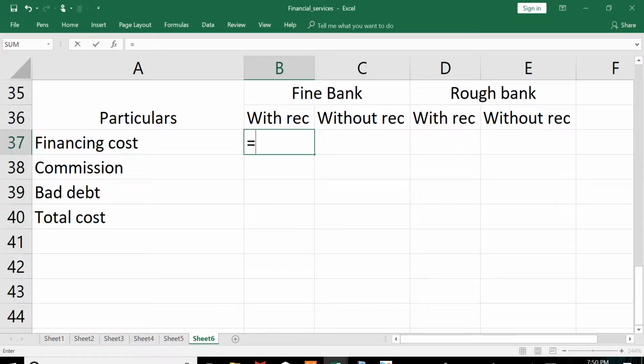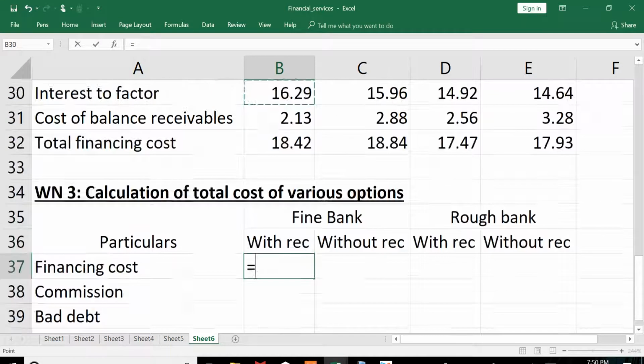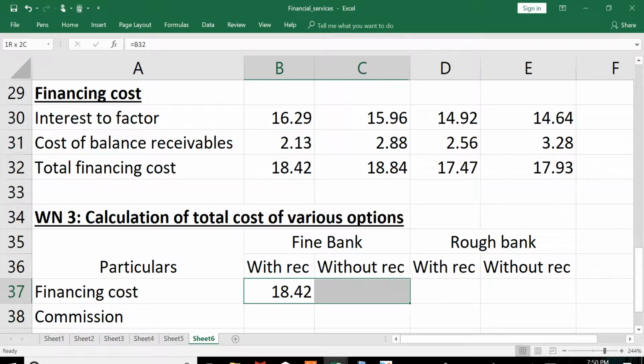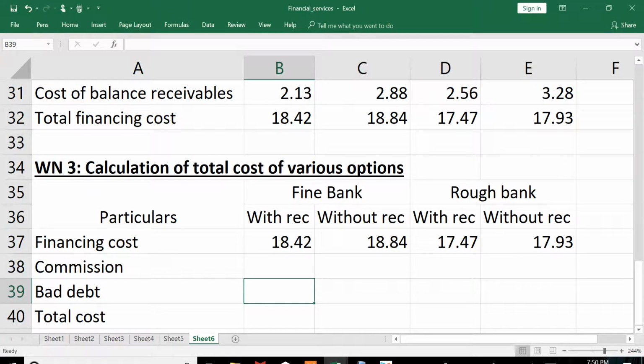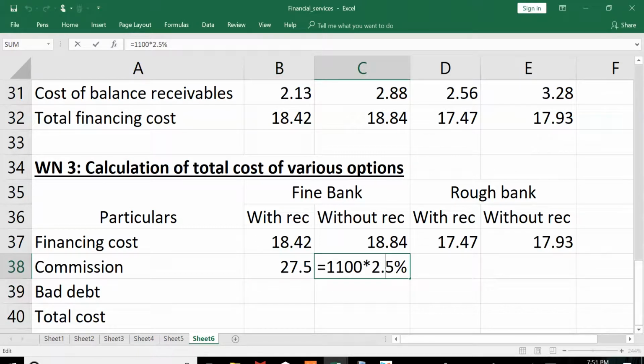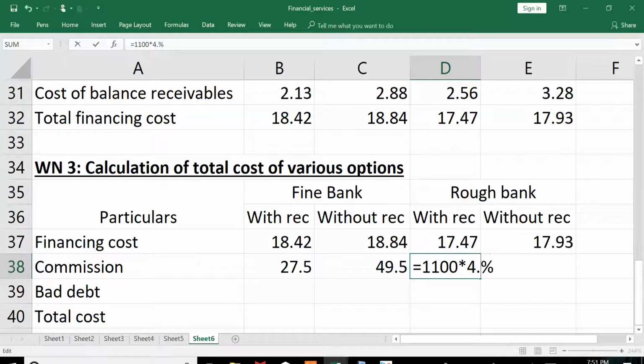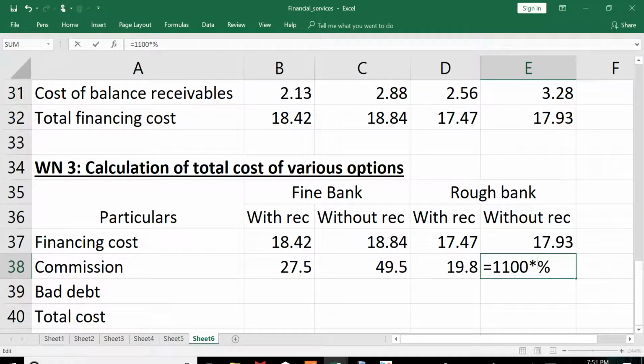Financing cost is already computed. Commission, either you do into 365 by 3 or 1100 crores into those percentages, which is 1100 into 2.5%, 1100 into 4.5, 1.8, 3.6.